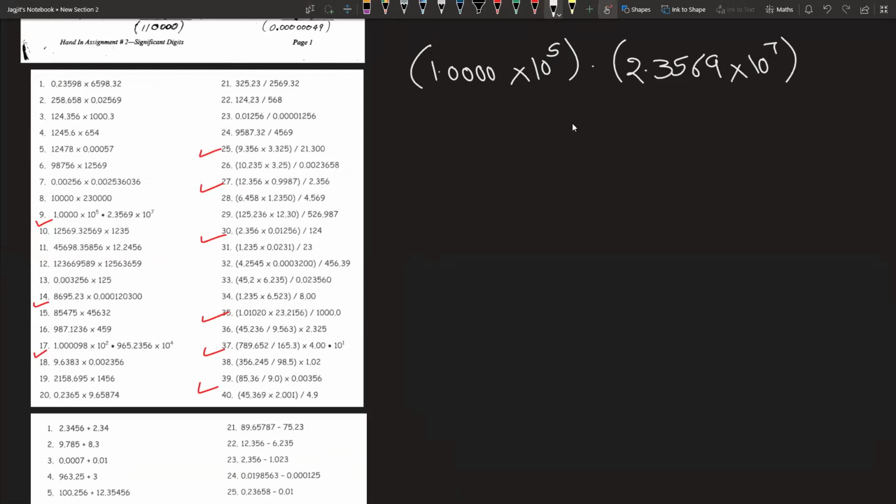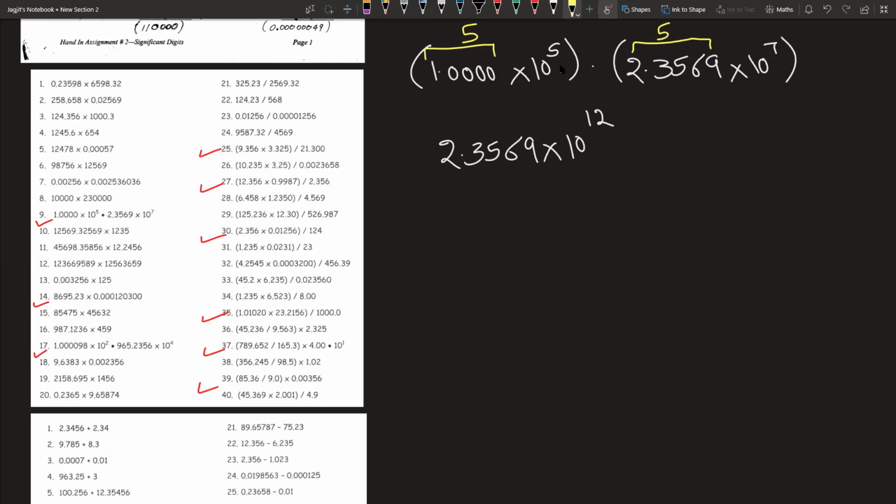It's crucial to put brackets, folks, okay? So let's blindly punch it in. If you punch it in, guys, you will get something like 2.3569 times 10 to the power 12. Okay, so we ask ourselves, how many sig figs are there on this one? 1, 2, 3, 4, 5. What about on this one? 1, 2, 3, 4, 5. So we got 5 sig figs on each one.